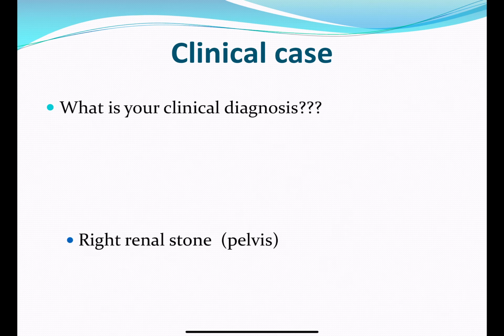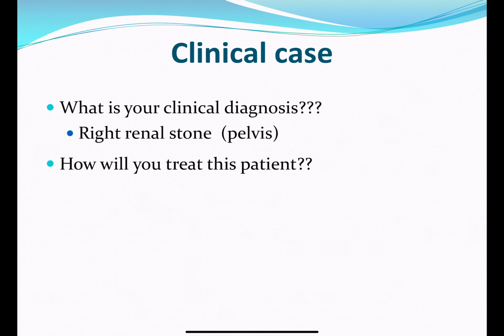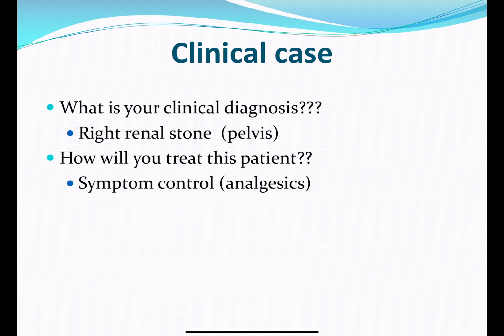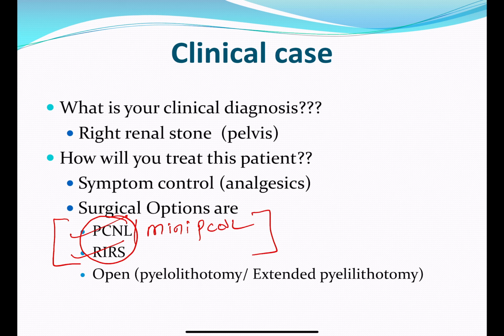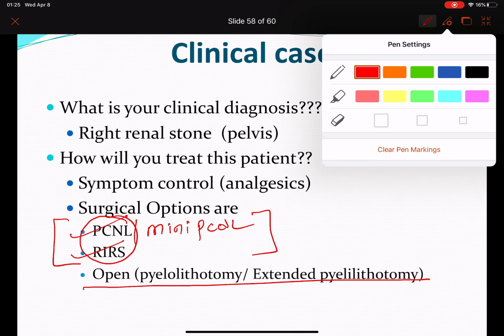So diagnosis would be right renal stone at the pelvis. Treatment: symptomatic control, painkillers, and PCNL or RIRS can be done because the size is around 1.5 to 2 centimeters. Do RIRS, if not then PCNL, or you can do mini PCNL depending on the size. And if you don't have any of these facilities, go for pyelolithotomy in this case. You can do that as well.